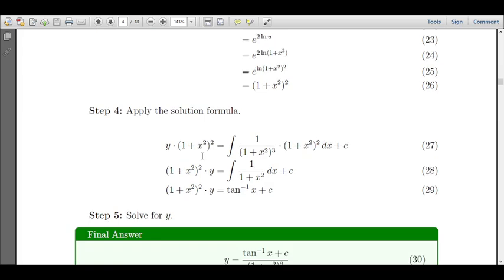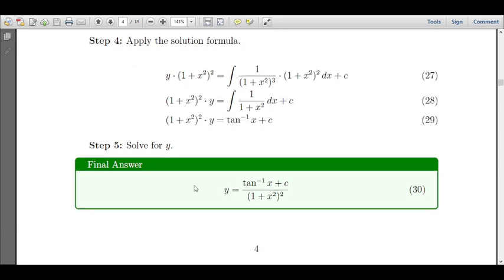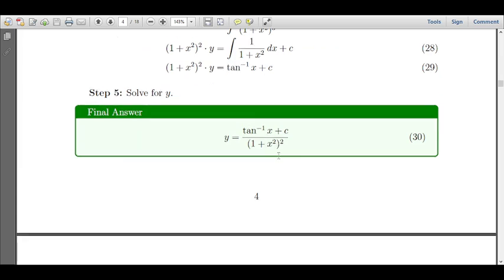Apply the general solution formula: y times the integrating factor equals the integral of q times the integrating factor dx plus c. Now cancelling (1 plus x square) whole square from numerator and denominator, we get 1 by (1 plus x square) dx. So the integration of 1 by (1 plus x square) is tan inverse x plus c. Now solve for y: y equals (tan inverse x plus c) by (1 plus x square) whole square.